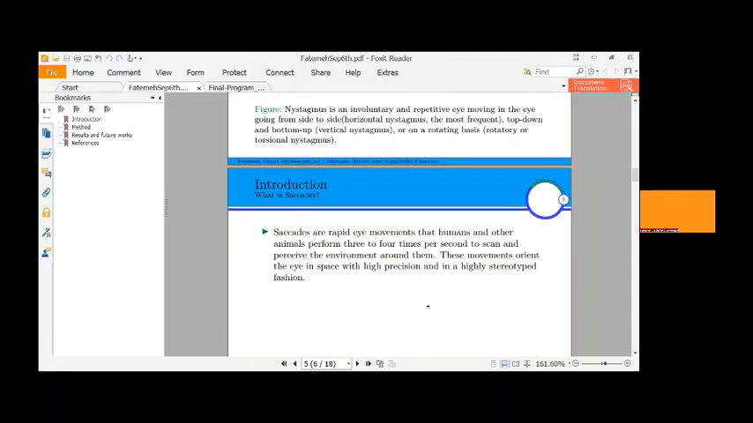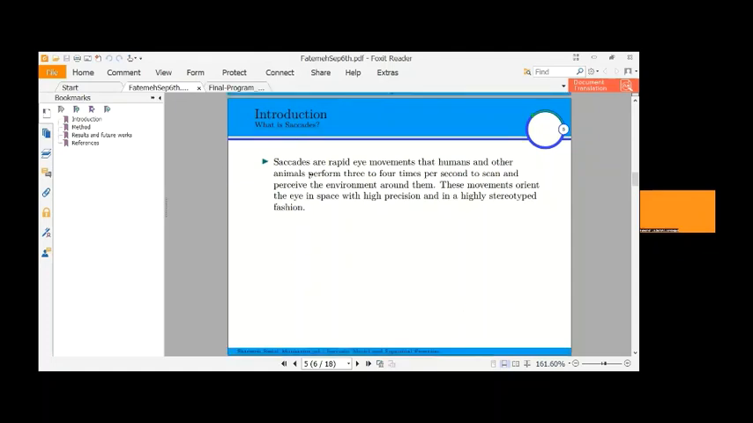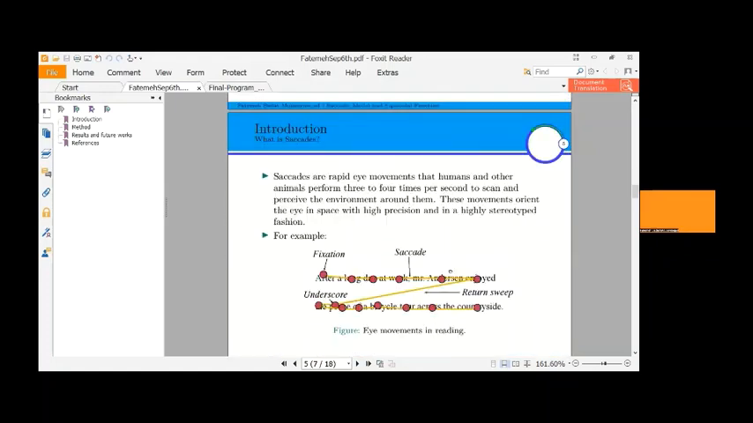Now, I want to answer the question, what are saccades? Saccades are rapid eye movements that humans and other animals perform 3 to 4 times per second to scan and perceive the environment around them. These movements orient the eye in space with high precision and in a highly stereotyped fashion.